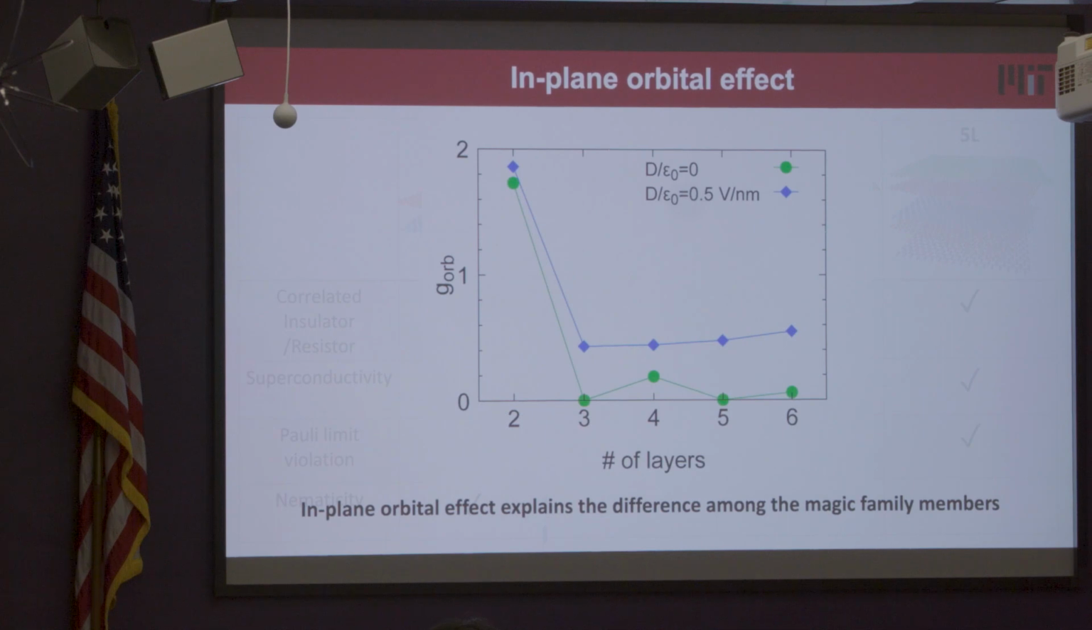So you can also simulate this orbital g-factor, which is sort of an analogous quantity to the spin g-factor in the Zeeman effect, but for the orbital effect. And you can see that the multilayer structures have very low orbital g-factor compared to the twisted bilayer graphene, both in the absence and presence of the displacement field where you break the mirror symmetry. So this explains the observed differences among the different structures in the experiments.